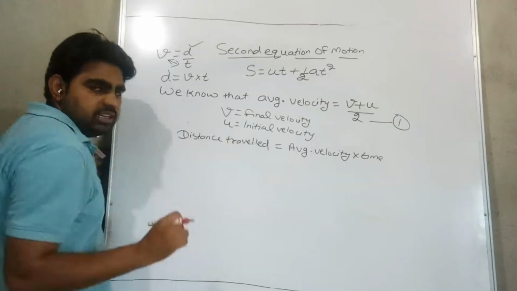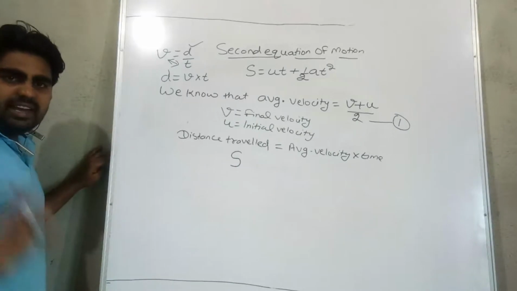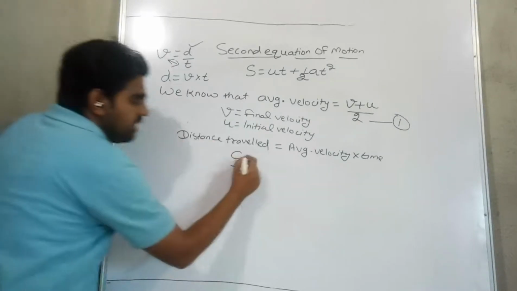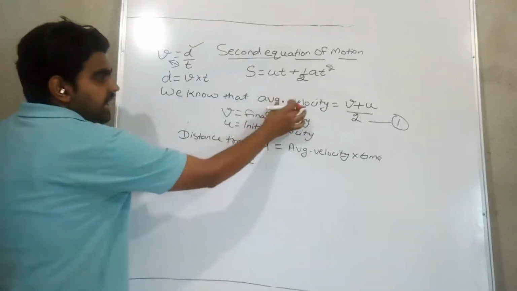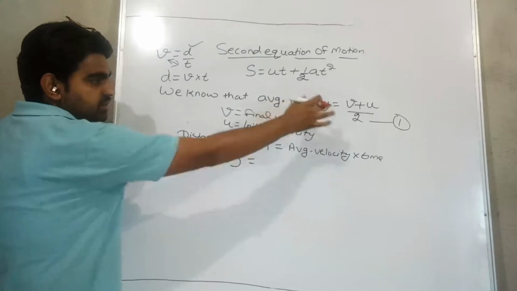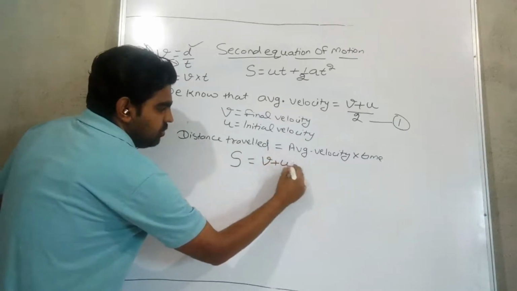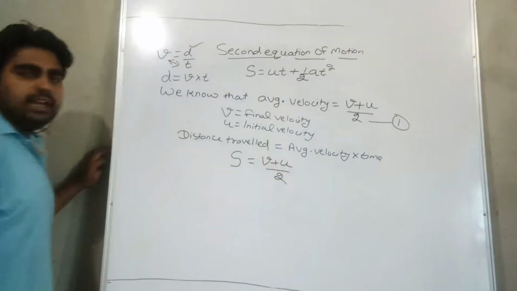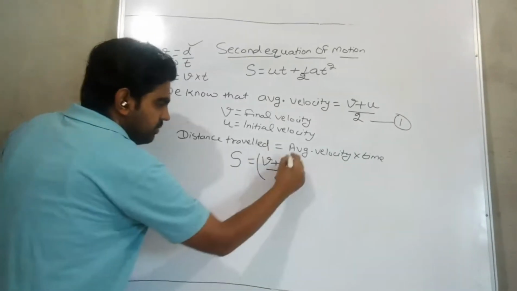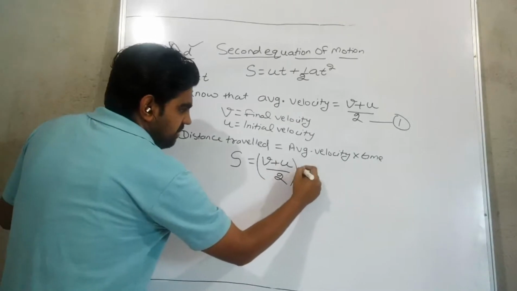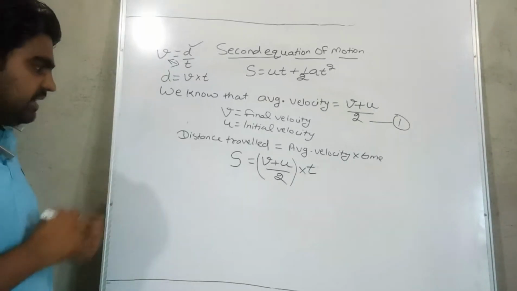The distance traveled is taken as s, so s equals average velocity into time. From the first equation, the average velocity is v plus u upon 2, and the time is multiplied by t.